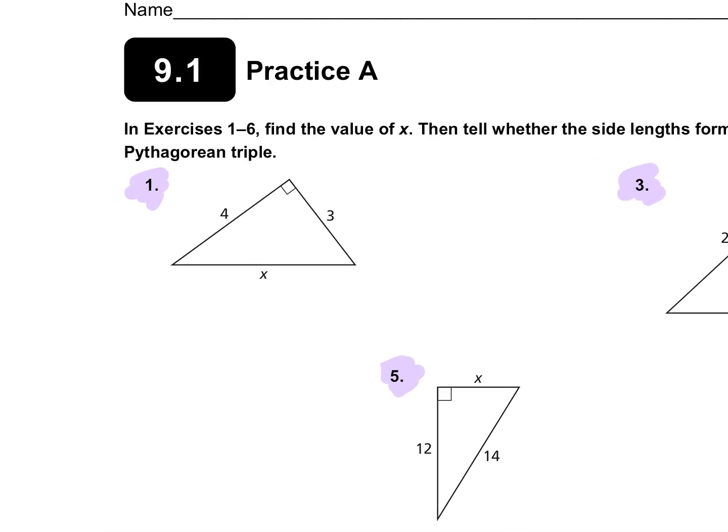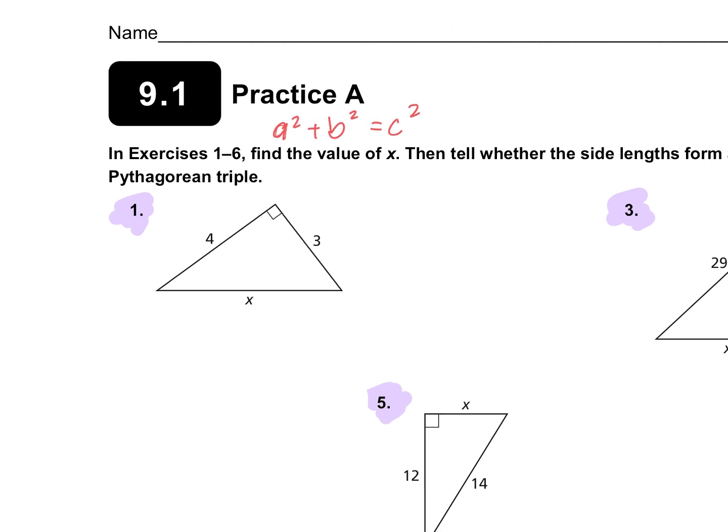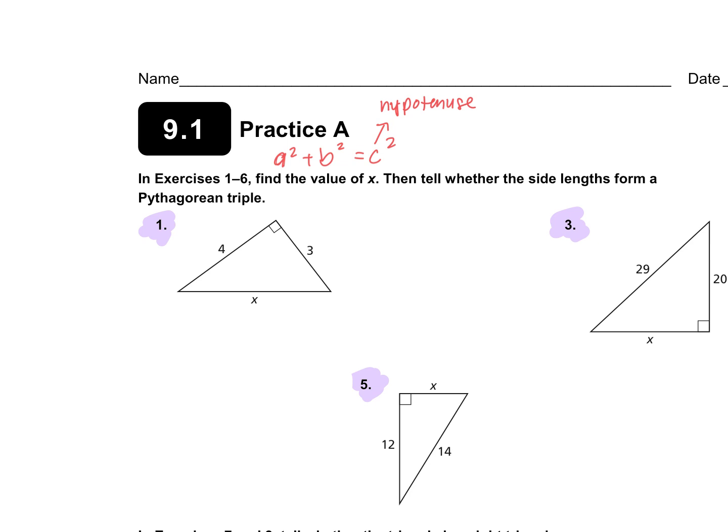How you would do this is you would plug it into the formula, which is a squared plus b squared equals c squared, and c is always what? C is always the hypotenuse. The hypotenuse is not always x. Well, in that case, yes, it is x, but your hypotenuse is always the biggest side. It's always the longest side. If you don't remember, it's always the side opposite of your 90-degree angle.